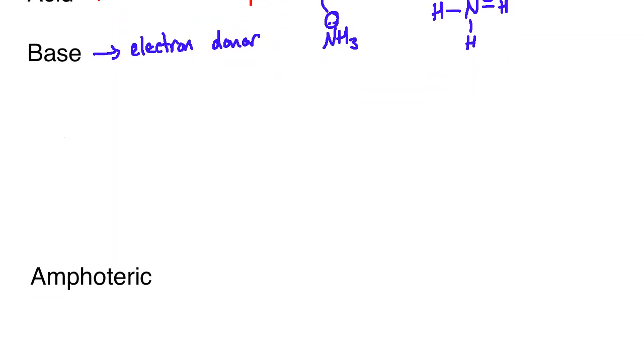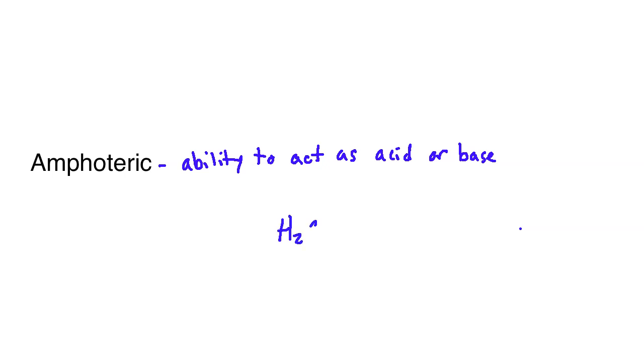All right, so let's talk about what it means to be amphoteric. Put simply, something that is amphoteric has the ability to act as an acid or a base. So if something can act as an acid or a base, it's going to behave according to its environment. A perfect example of this is water. Water has the ability to act as an acid or as a base.